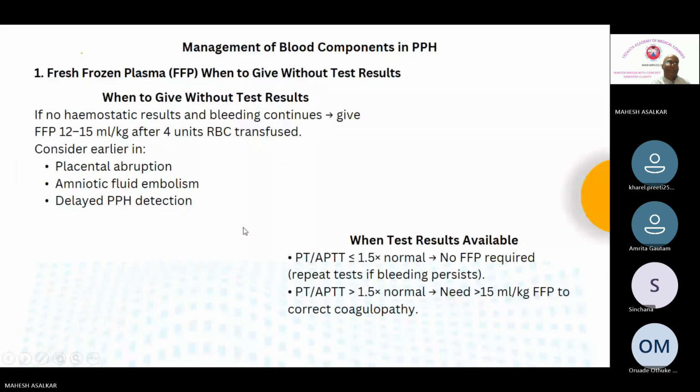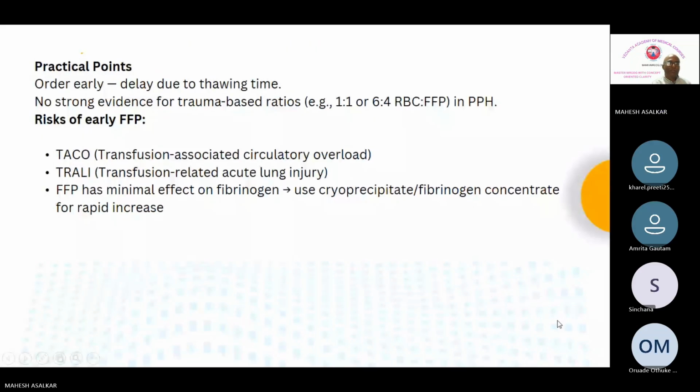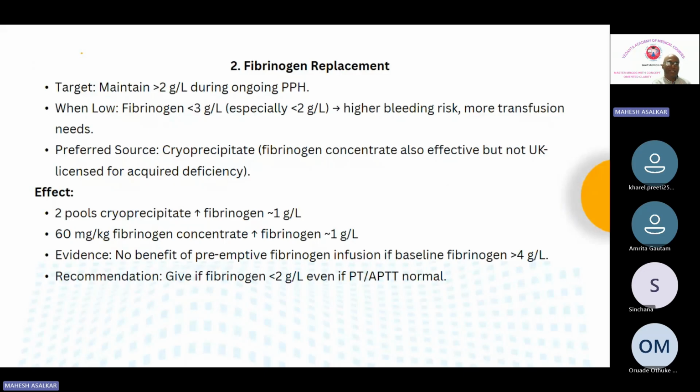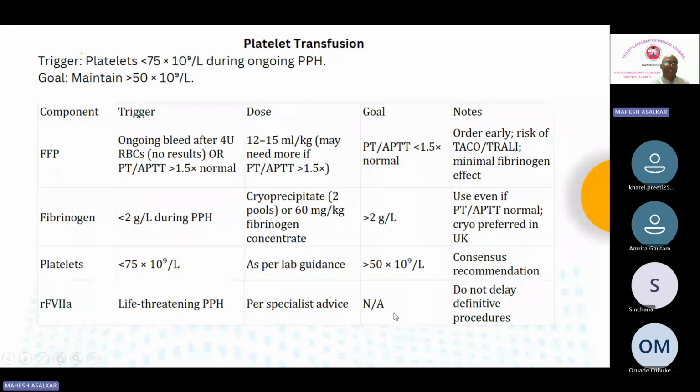Okay, then management of the blood component, when to give FFP, this we have seen. There is a little repetition of the slide, just in a tabular format I have made, so I won't repeat. This also we have seen. Fibrinogen replacement we have seen. 2 pools of cryoprecipitate will increase by 1 gram per liter. Platelet transfusion, this also we have seen.